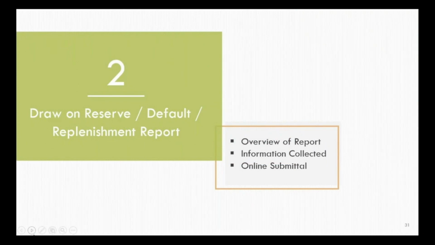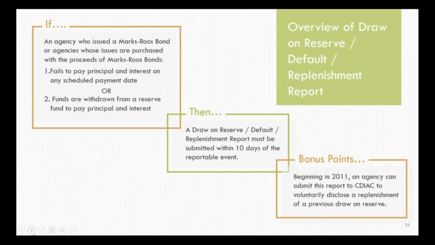In Part 2, the Draw on Reserve Default Replenishment Report, we will take a look at the overview of the report, discuss the information collected, and review the online submittal process. A Draw on Reserve Default Replenishment Report must be submitted within 10 days of the reportable event. This applies if an agency issued a Marks-Roos bond, or if an agency's issues were purchased with proceeds of a Marks-Roos bond, and either fails to pay principal and interest on any scheduled payment date, or funds are withdrawn from a reserve fund to pay principal and interest.